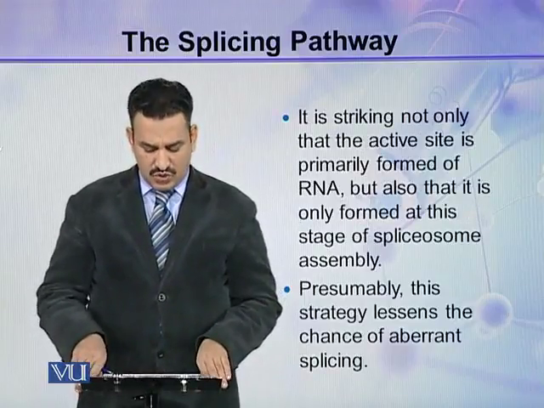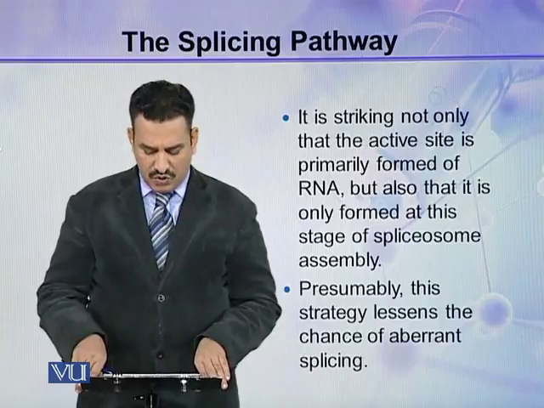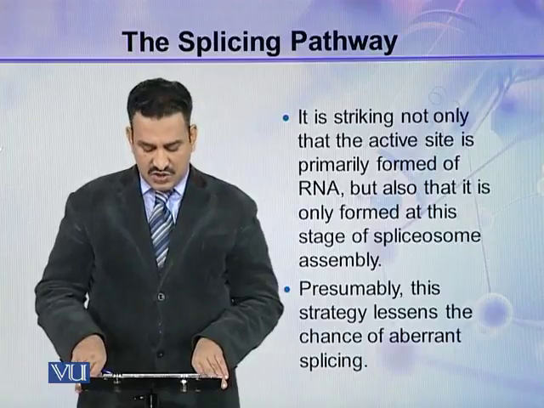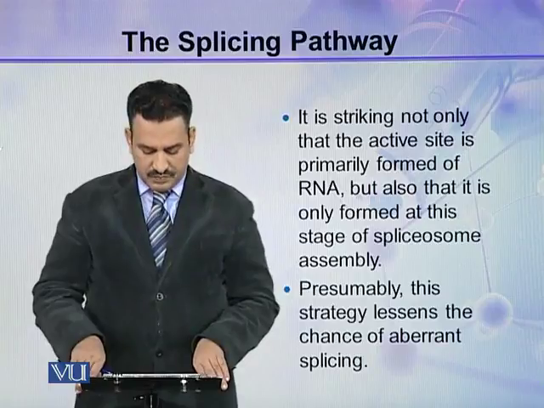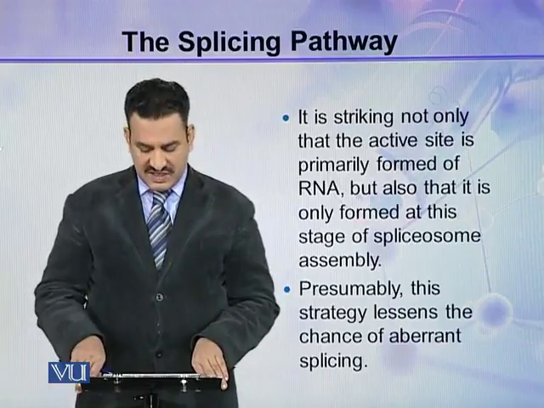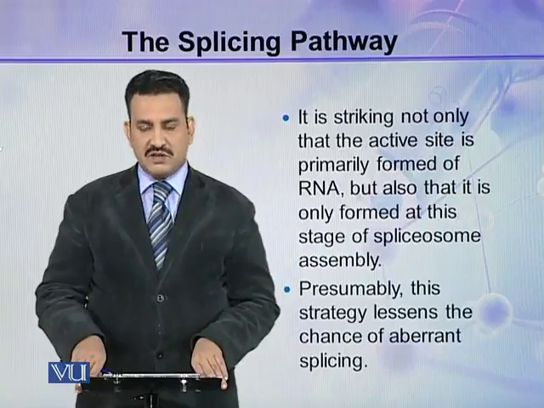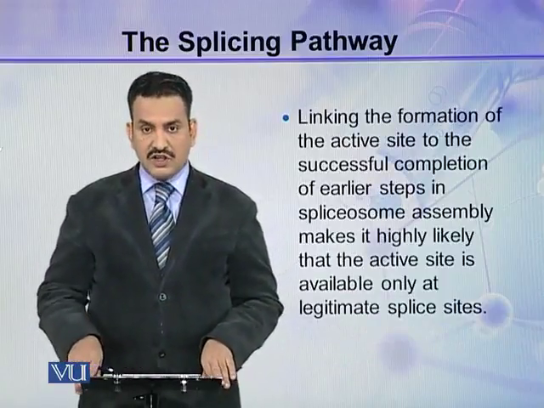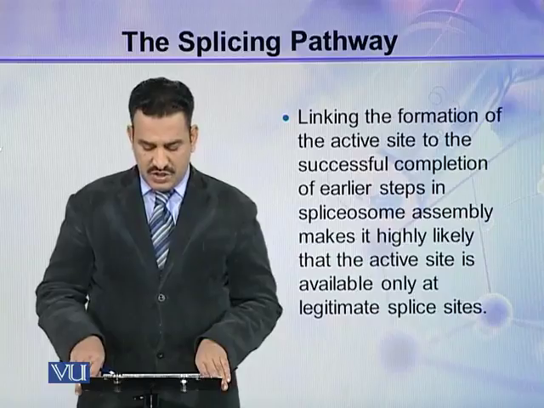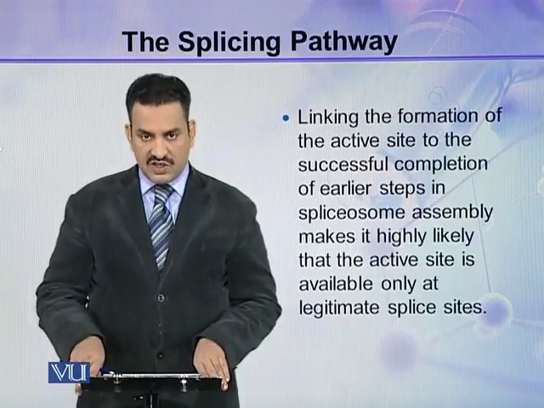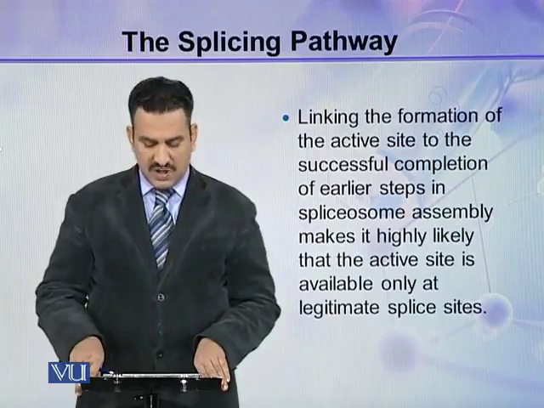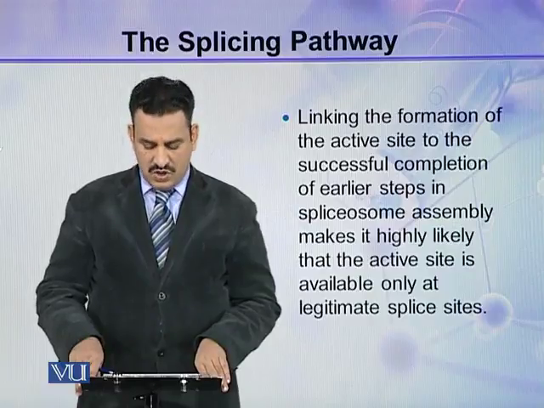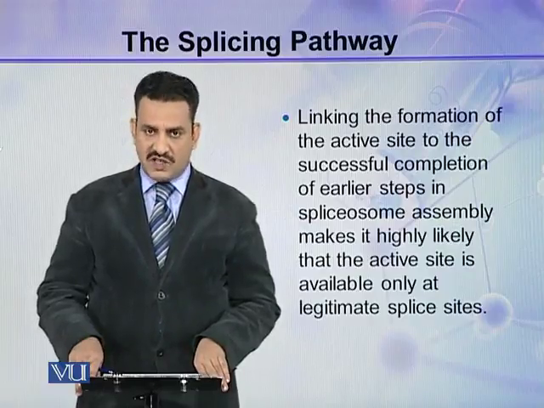It is striking not only that the active site is primarily formed of RNA, but also that it is only formed at this stage of spliceosome assembly. Presumably, this strategy lessens the chance of aberrant splicing, that is, the chances of wrong splicing. Linking the formation of the active site to the successful completion of earlier steps in spliceosome assembly makes it highly likely that the active site is available only at the legitimate splice sites.